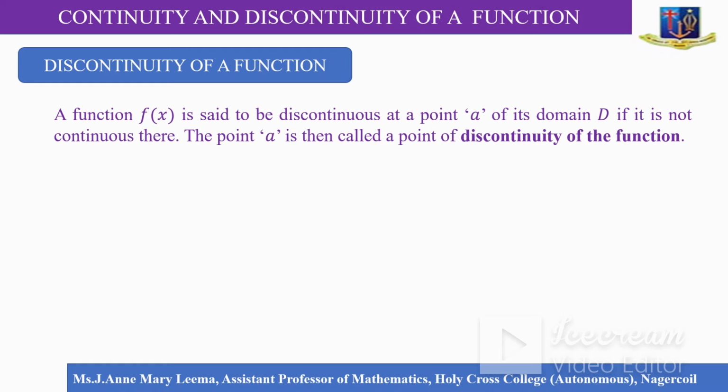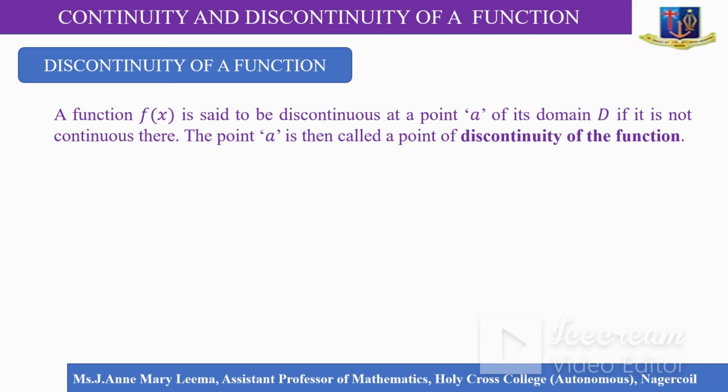Next, let's see the definition of a discontinuous function. A function f of x is said to be discontinuous at a point a of its domain D if it is not continuous there. The point a is then called a point of discontinuity of the function.